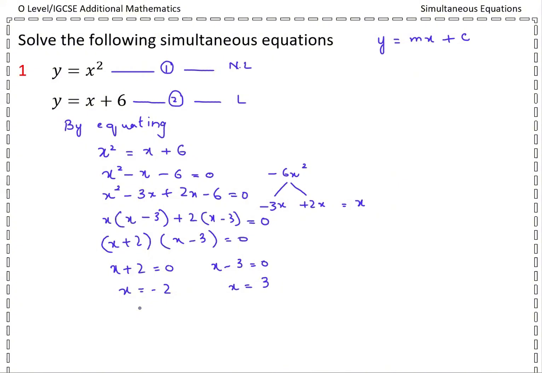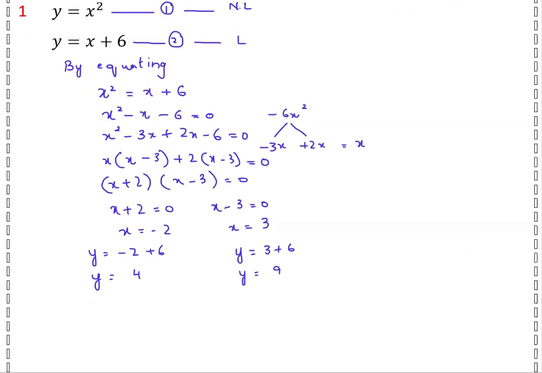Now we will substitute these values in equation 2. We have to always substitute the values of x in the linear equation. So we have here y is equal to minus 2 plus 6, y is equal to 4. For this value of x, we have y is equal to 3 plus 6, so y is equal to 9. The coordinates are minus 2, comma 4, and 3, comma 9. These were the simple equations which we have solved.